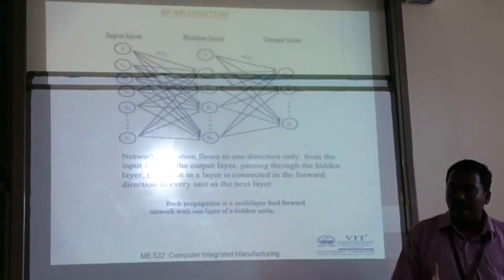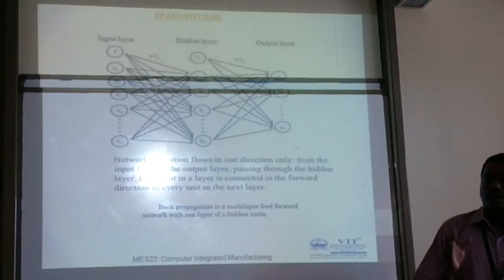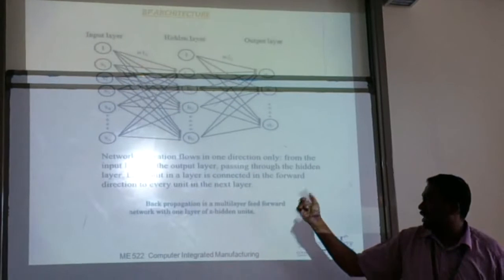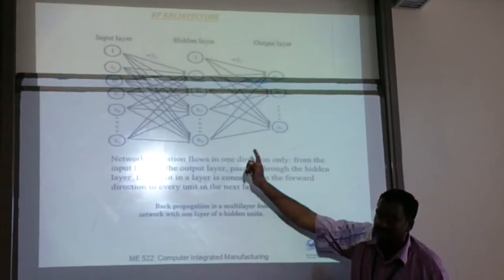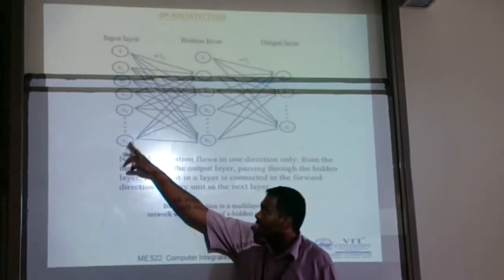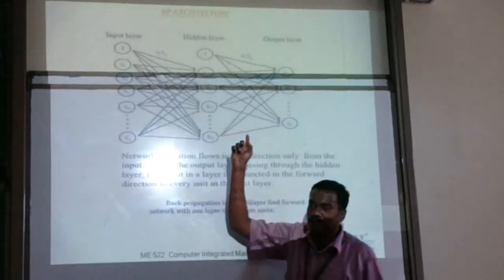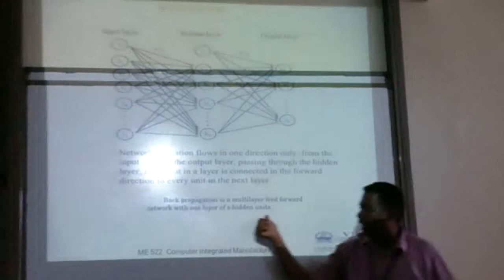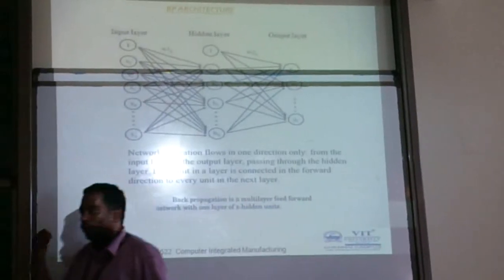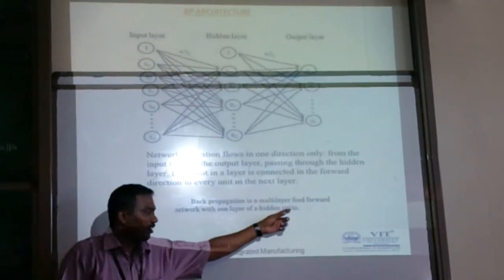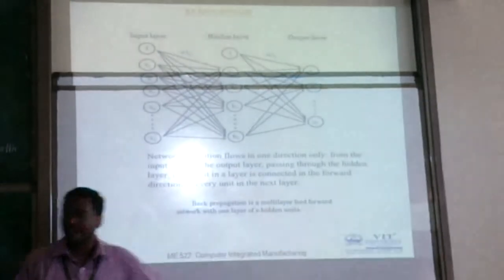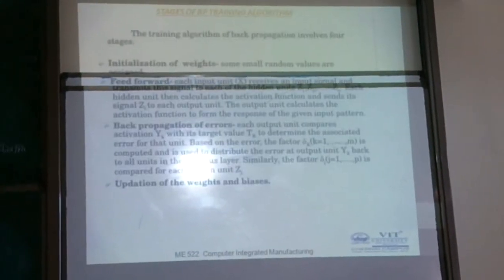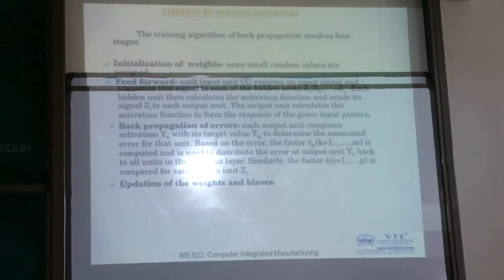What I am saying again is that it is called back propagation, a multi-layer feed-forward network. We will cover everything in the next slide. This is associated with all the hidden layers. So back propagation is a multi-layer feed-forward network with one layer or multiple layers of hidden units.